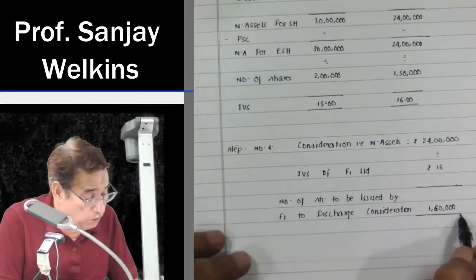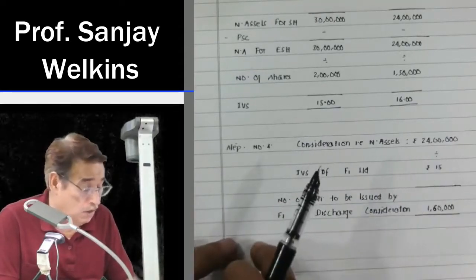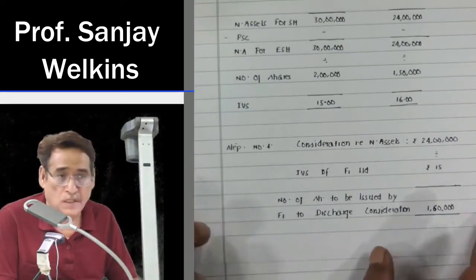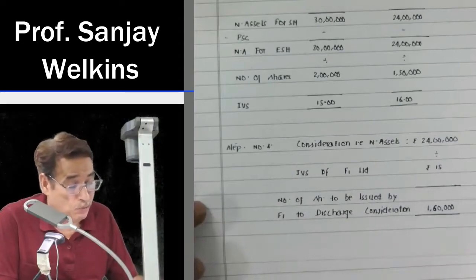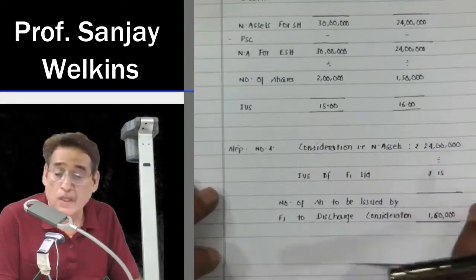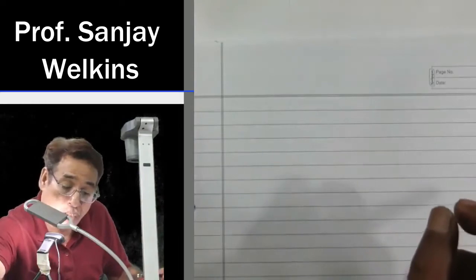This is what we mean by it. So this is exactly the demand of the question: the amount of consideration, and how many shares will be issued by F1 Limited to discharge the consideration. So that is how you will have to present the solution of this particular question. Correct? Now we move over to another very strong question. This was question number 6.2, and now the next question is 6.3.